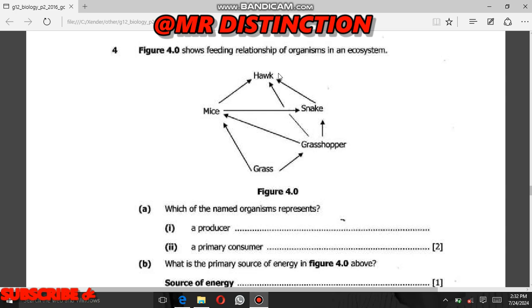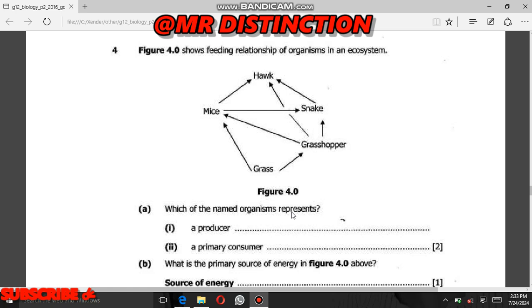Okay, so this is Biology Paper 2 2016 GCE. In today's video, we are going to answer question 4. Question 4 reads, Figure 4.0 shows feeding relationships of organisms in an ecosystem. So we have been given this feeding relationship in a certain ecosystem.